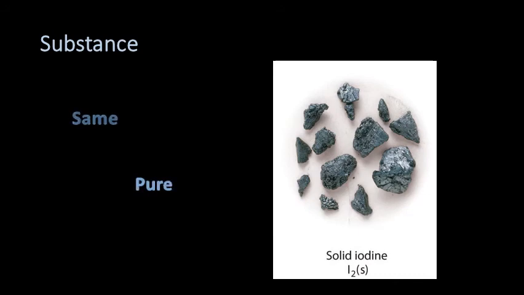Iodine is made up of two iodine atoms fused together. It looks like this. Two iodine atoms fused together, and a whole bunch of those makes a pure substance. It's redundant. It's a substance because it's pure all the way through.